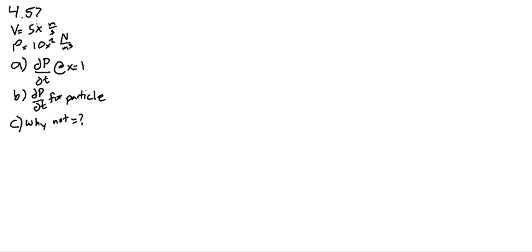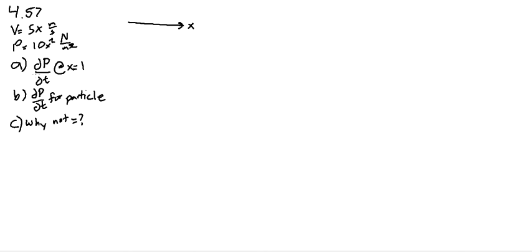A gas flows along the x-axis. So if we were to look at a streamline, it would just simply be x. Along the x-axis with a speed of v equals 5x meters per second squared at a pressure of P equals 10x squared newtons per meter cubed. No, sorry, that should be squared. Meter squared. Yeah, that doesn't make sense. Where x is in meters.